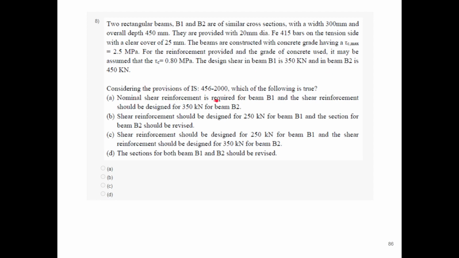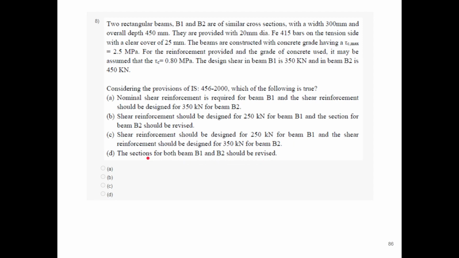Nominal shear reinforcement is required for beam B1 and the shear reinforcement should be designed for 350 kN for beam B2. Shear reinforcement should be designed for 250 kN for beam B1 and the section for beam B2 should be revised. Shear reinforcement should be designed for 250 kN for beam B1 and for 350 kN for beam B2, or the sections for both beam B1 and B2 should be revised. So which is the correct option?